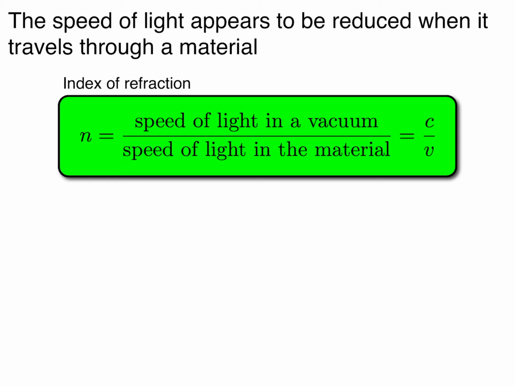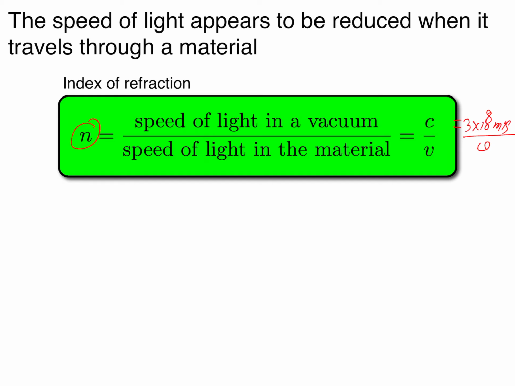So, the speed of light appears to be reduced when it travels through a material, as I already mentioned. Depending on how fast the light travels in the medium, we have the index of refraction, which is called n, the refractive index, which is equal to the speed of light in vacuum, c, which is simply 3 times 10 to the power 8 meter per second, divided by the speed of light in the material, v.